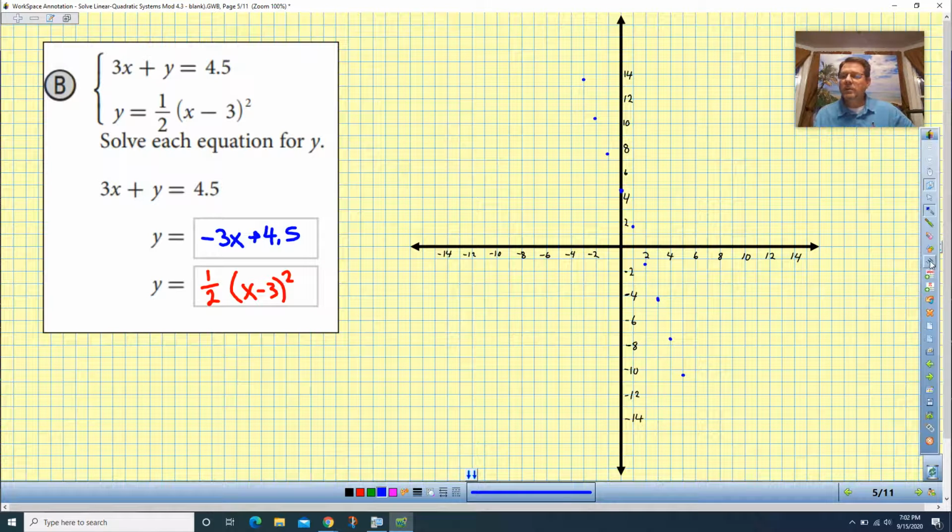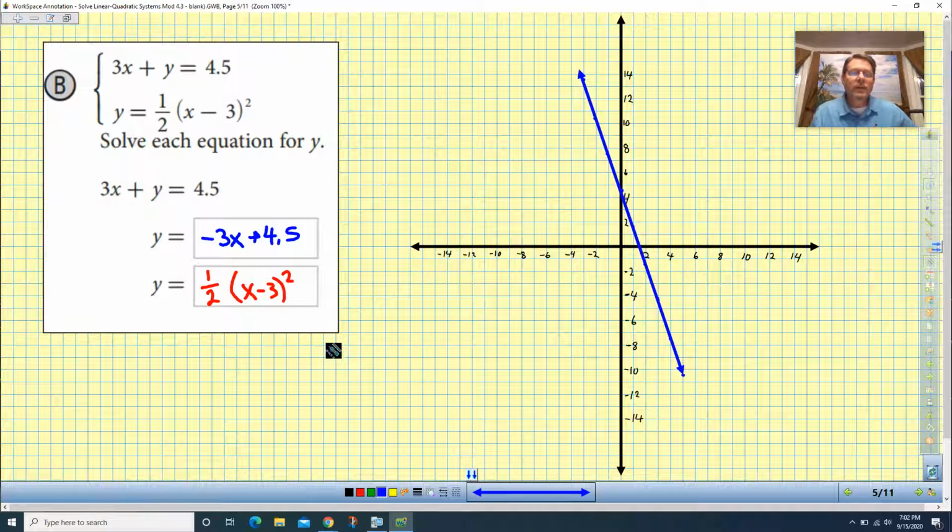Now I can go to my line tool and feel pretty good that I have a nice, accurate line. Okay, yeah, that looks pretty good. So there's the line. Now for the parabola. So I'm going to my red.